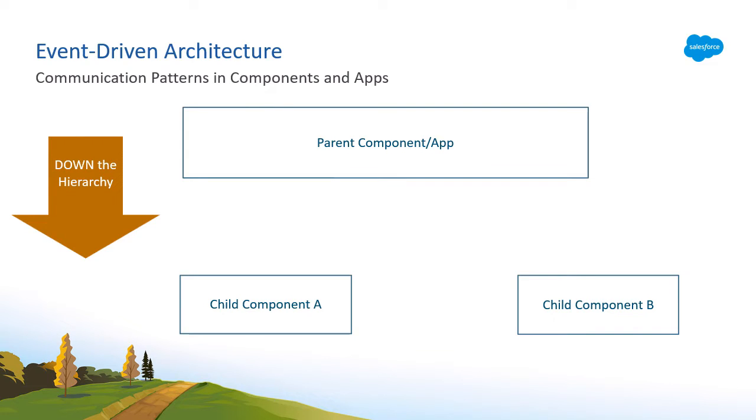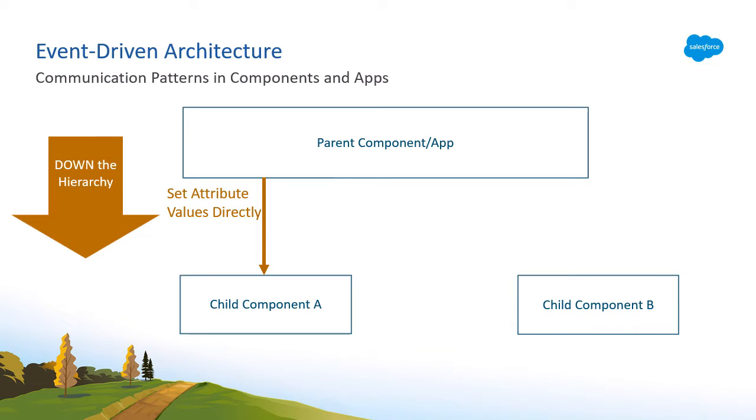So if we're talking about down the hierarchy, we've got a parent component or app, and then we've got child component apps. So how is that parent going to get data information back down? The number one way is by setting attribute values directly. So these are just variables within each component, and a parent component can set that directly.